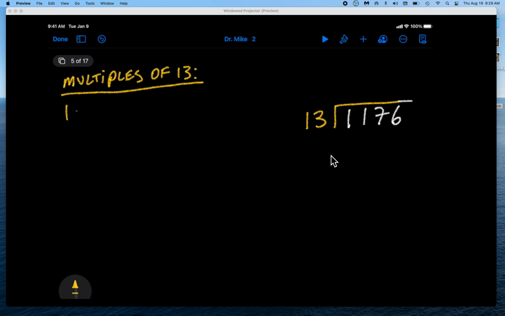Remember, with multiples, we get bigger. 1 times 13 is 13. 2 times 13. Let's do that on the side. 2 times 3 is 6. 2 times 1 is 2.